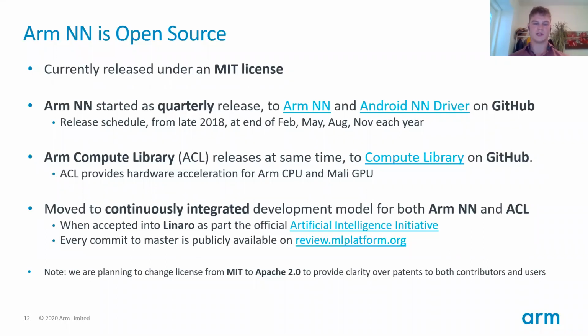And we moved to a continuously integrated development model for both ARM-NN and ACL. This means that when we were accepted into Linaro as part of the official Artificial Intelligence Initiative, every commit to master is publicly available on the review site on the mlplatform.org website. So it's a Gerrit review system. This means that us as ARM developers and anyone that wants to contribute to ARM-NN, we all push our patches to the same area on ML platform. The code is reviewed in an open fashion, and once the code is reviewed and verified, it's merged into the master branch, and it's available for anyone to use instantly. And just a small note that we're planning to change our license from MIT to Apache 2 to provide clarity over patents to both contributors and users.